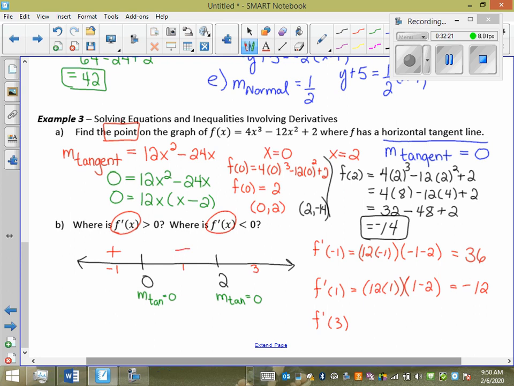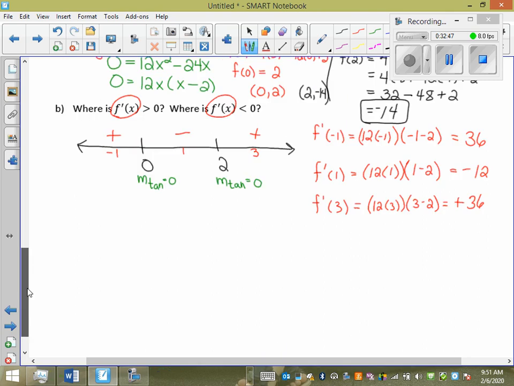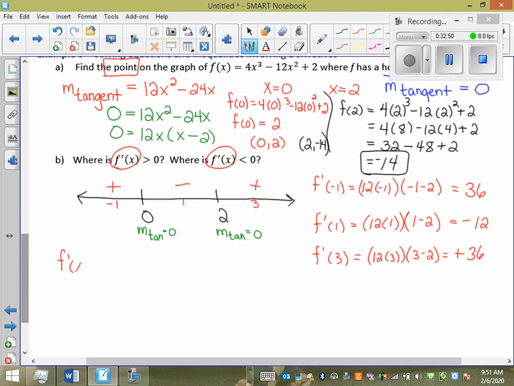Now if I fill any value between 0 and 2 in, I'm going to get a negative. If I fill in any value greater than 2, so 12 times 3, and then 3 minus 2, I'm going to get a positive. 36 times 1 is 36. So if I have to state where f prime of x is greater than 0, I give actual domains here. So where is it positive?